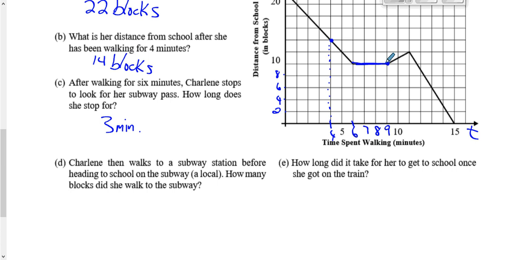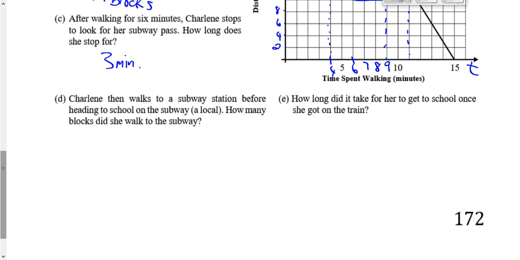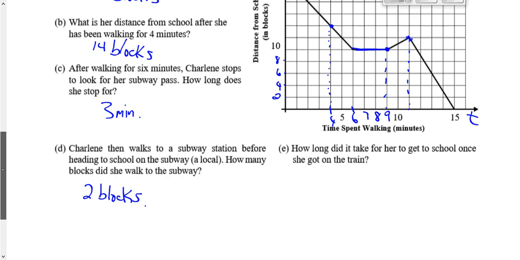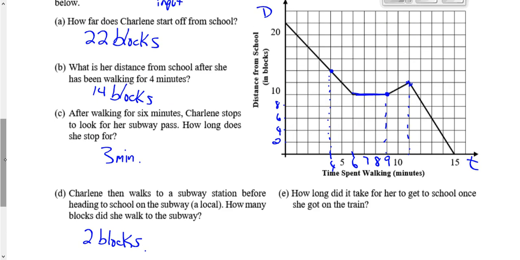Okay. So at 9 minutes, how far was she from the school? As far as 8 or 10 blocks from the school. And then she walks to the subway. How far did she travel between minute 9 and minute 10? 2 blocks away from the school. But she traveled 2 blocks. Was that walking or taking the train? Well, we'll just read it.